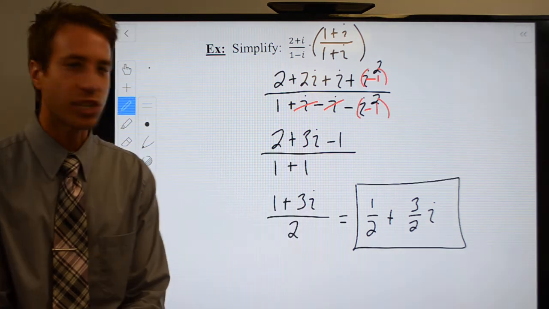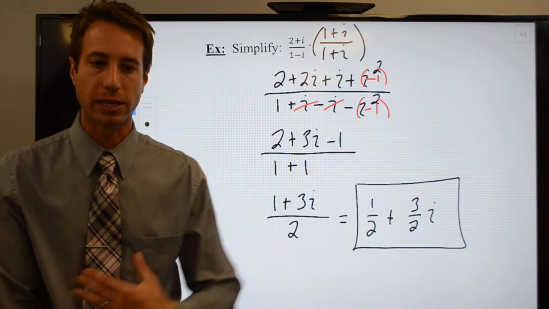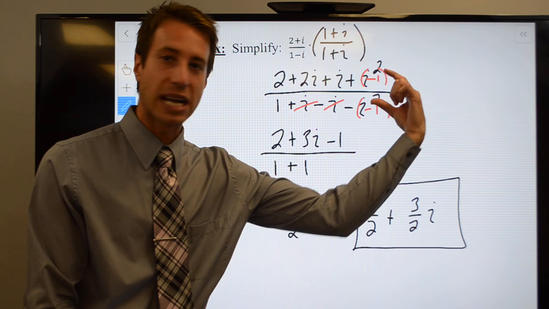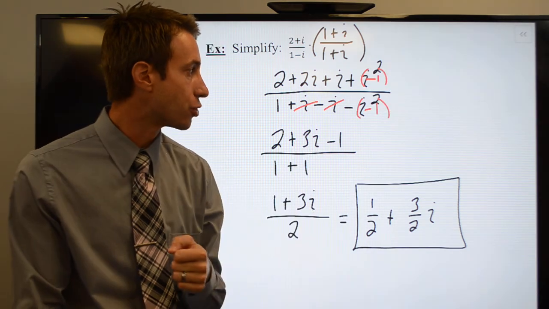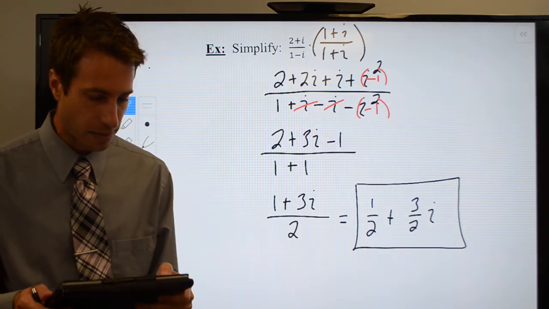Just that quick, right? Once you get the hang of these, they're really, really simple. Multiply top and bottom by a complex conjugate, and then you just simply FOIL it out. Make sure you get those i squareds. You always should. Middle terms drop out. Replace the i squareds with negative 1s, and you got yourself your complex number.